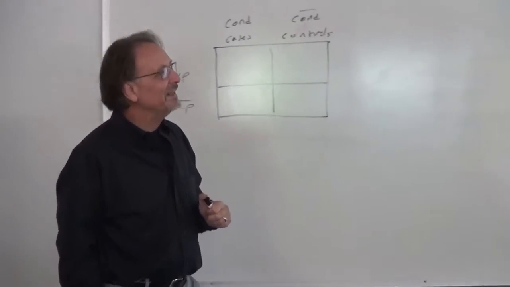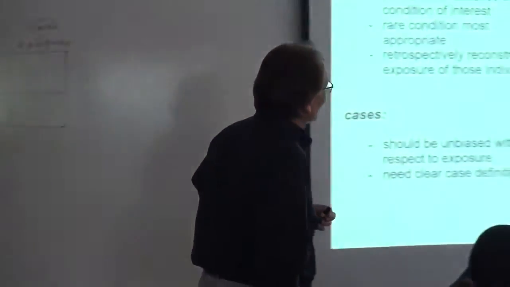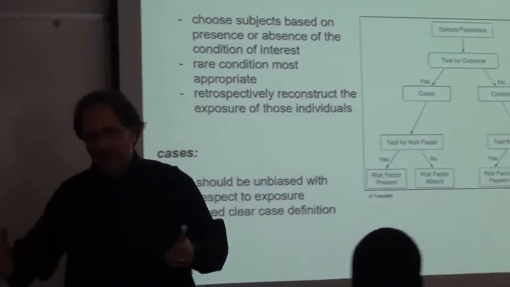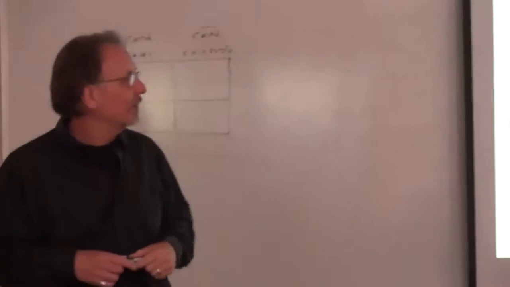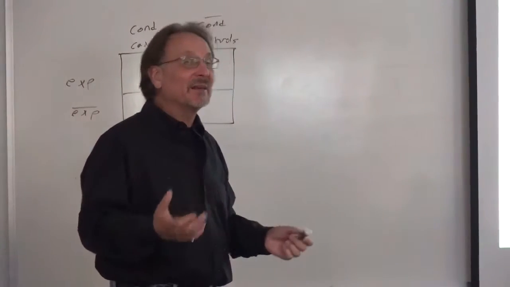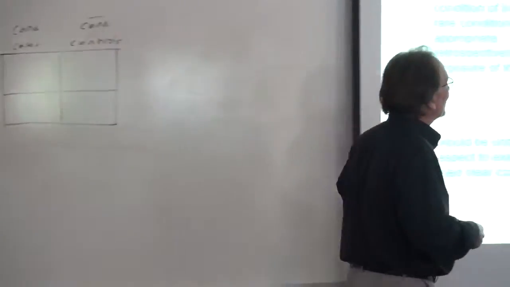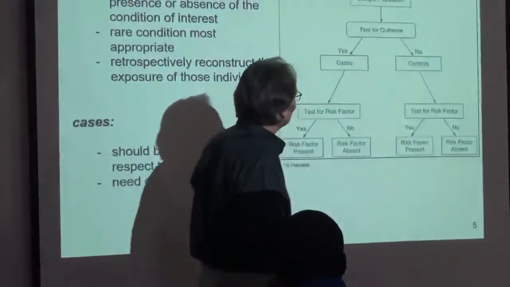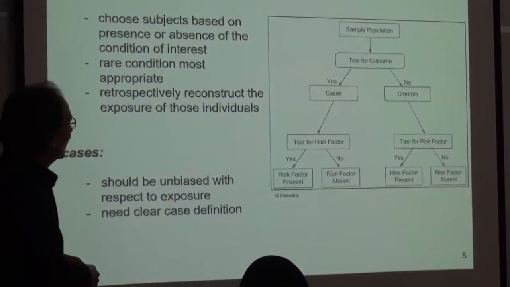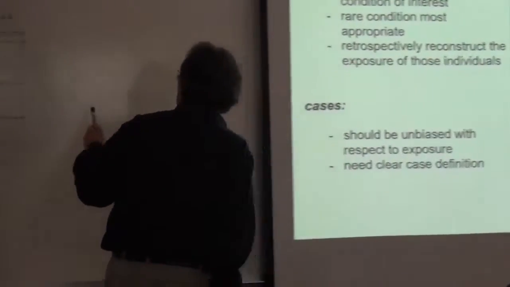So let's talk in a little bit more detail about case control studies. And I think this is a nice illustration because with a case control study, you have your sample population, and you test them for whether or not they have the disease. Or you look through the database to see whether or not they have the disease, however you're determining that. And then you classify them as cases or controls. And then you determine, either by test or by looking at a database, whether or not they were exposed to the risk factor. So we end up with our four cells here.